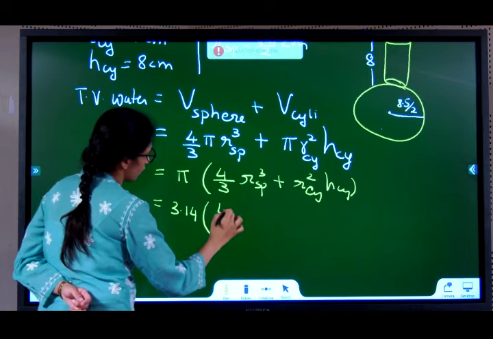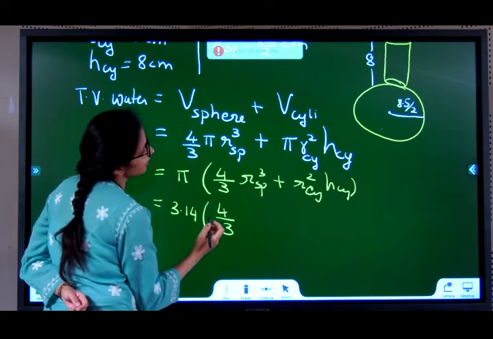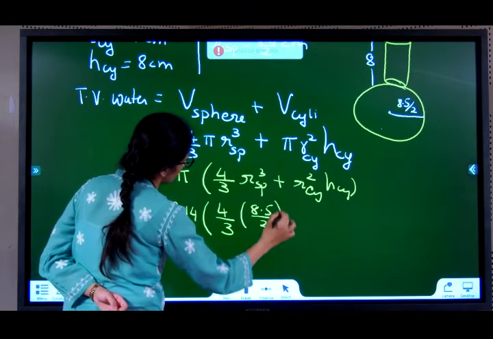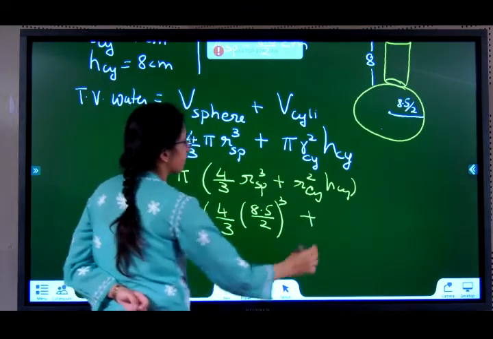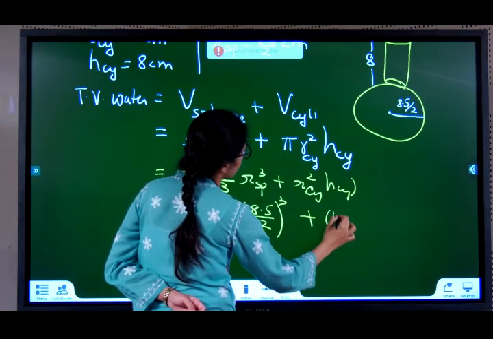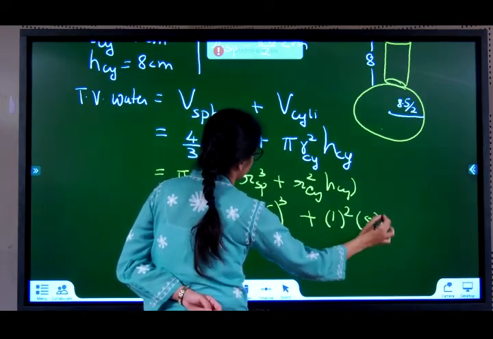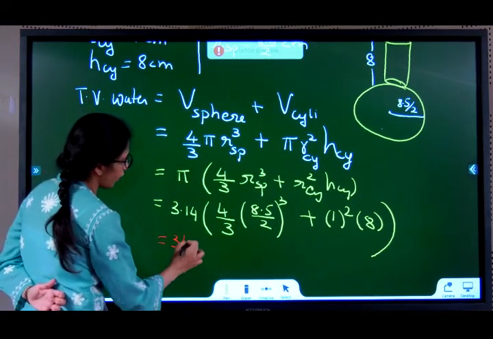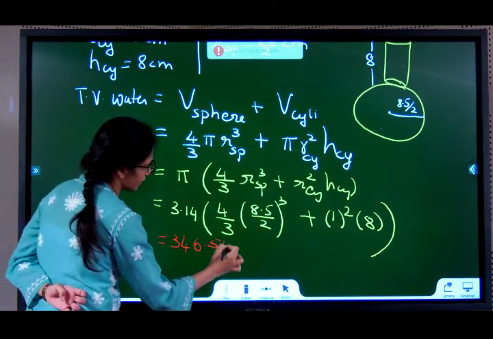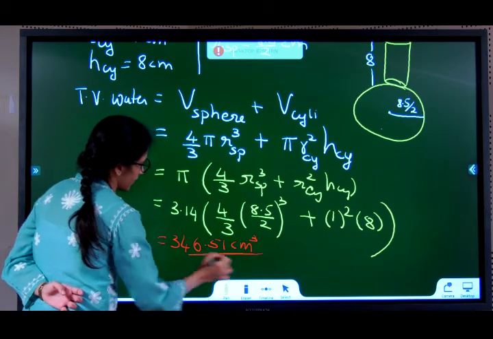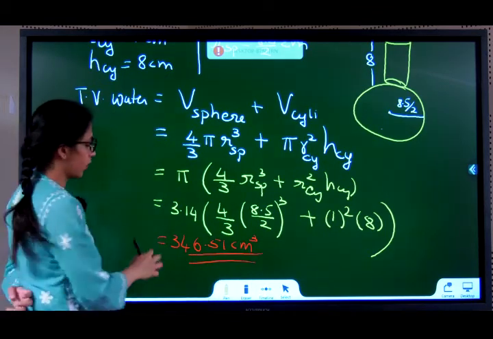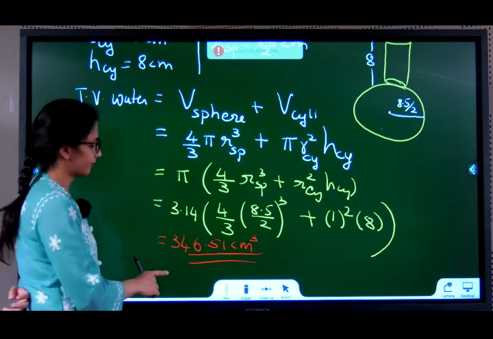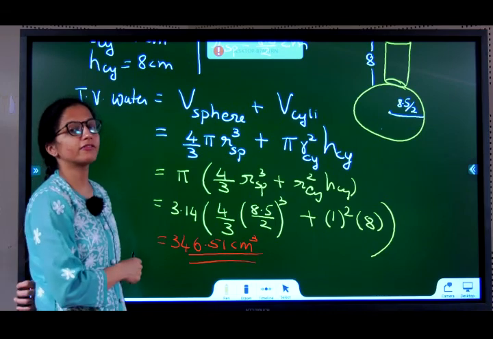3.14 into 4 by 3. Sphere is how much? 8.5 by 2 whole cube plus cylinder 1 square into 8. On solving this we get 346.51 centimeter cube. The child got the result as 345 centimeter cube, which is incorrect because this is 346.51 centimeter cube.